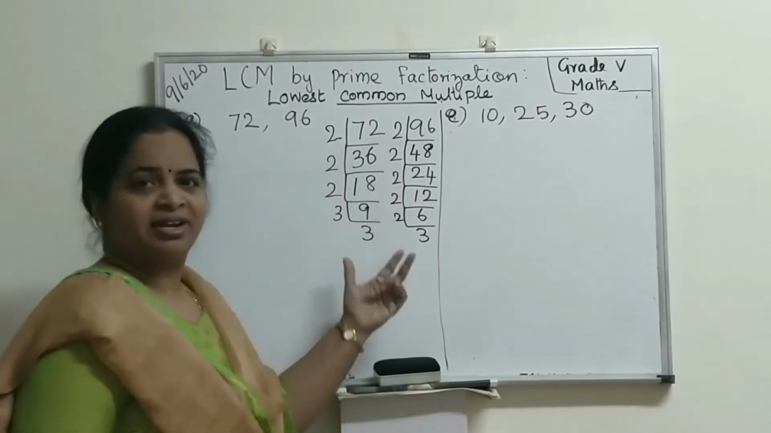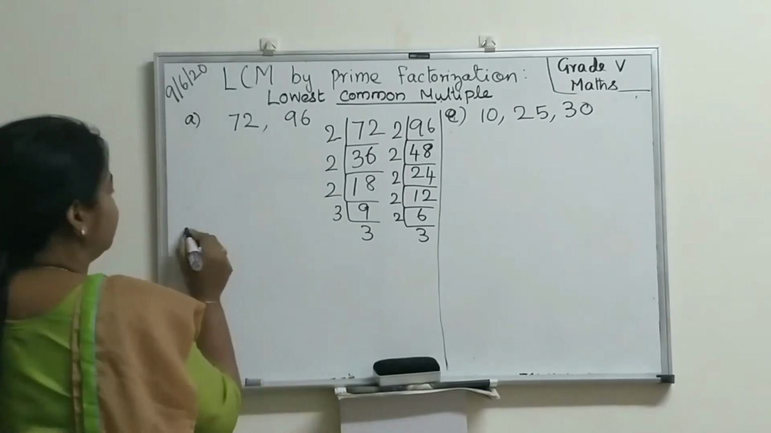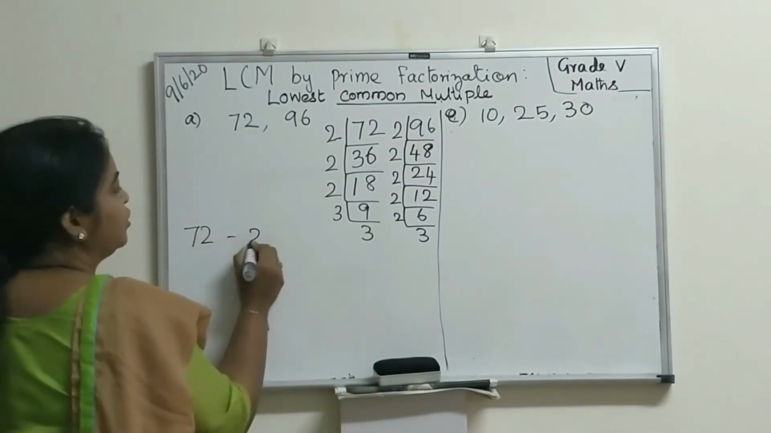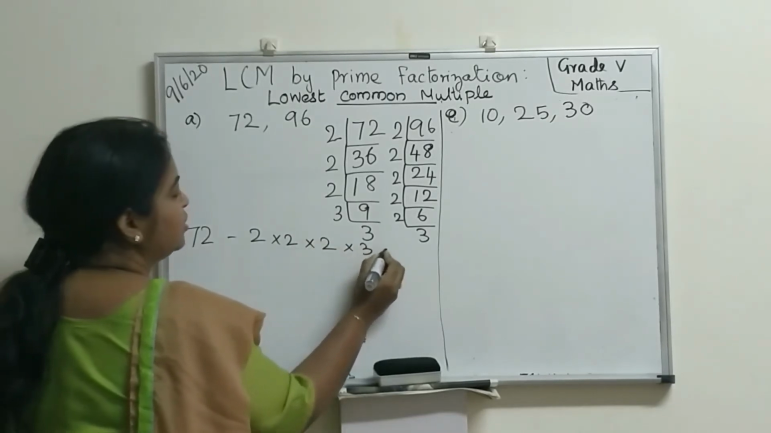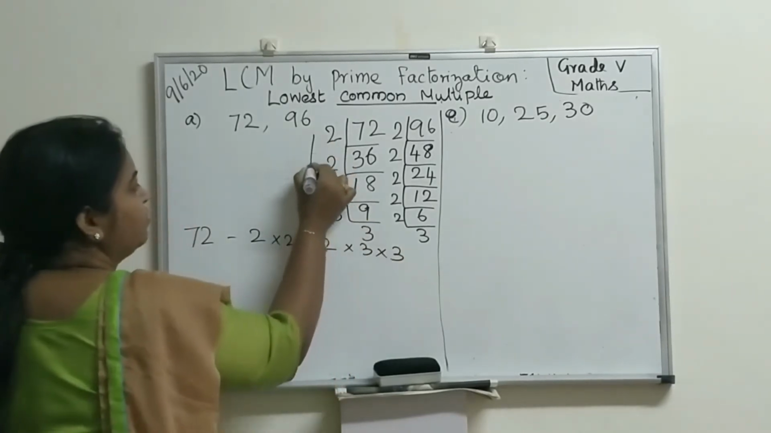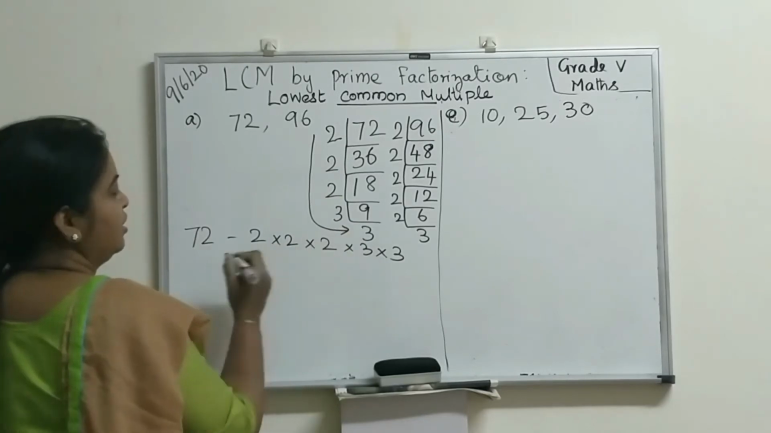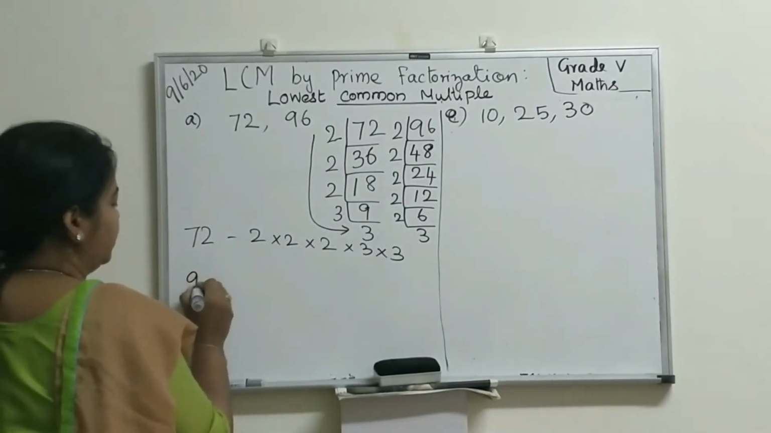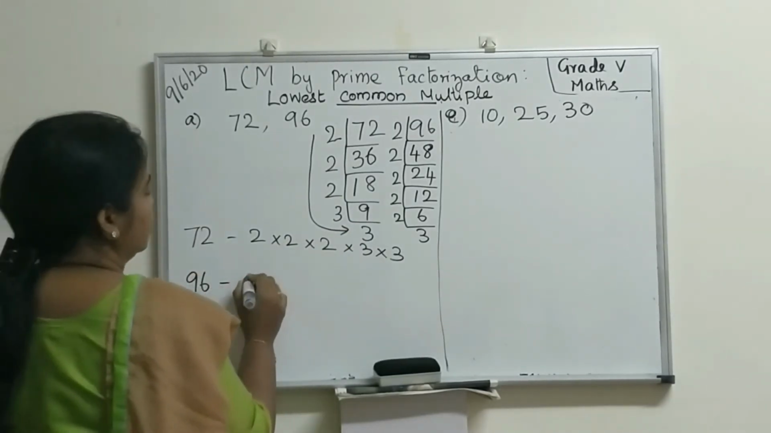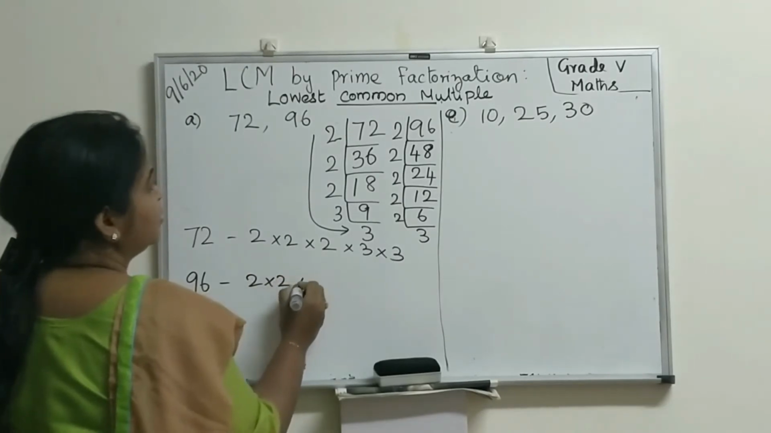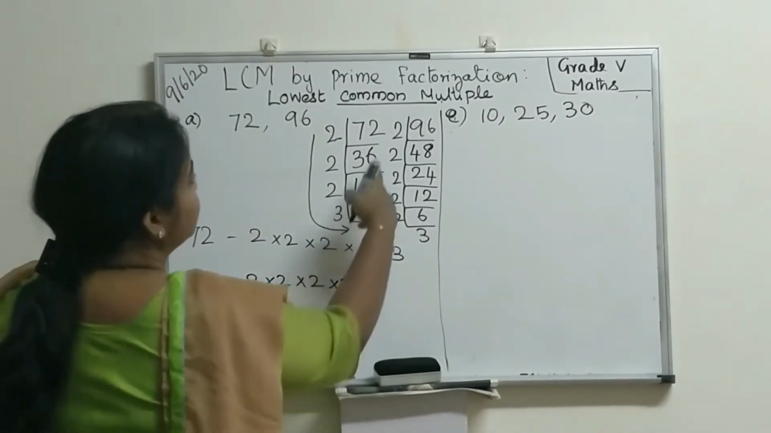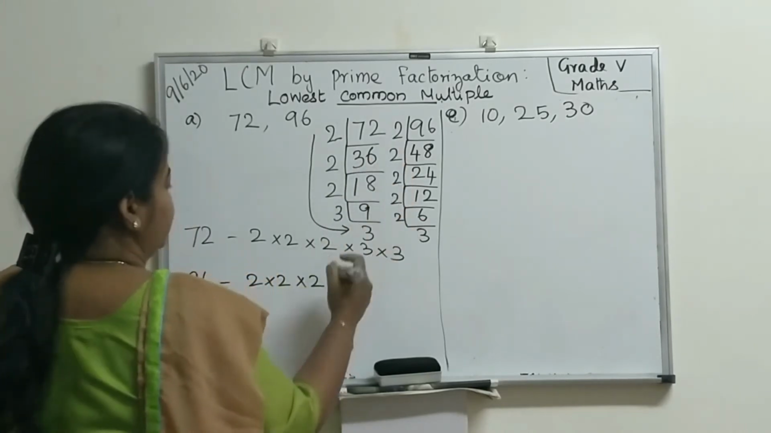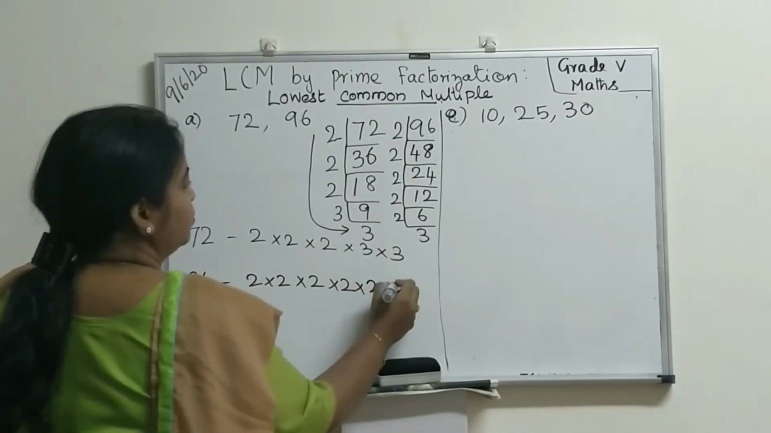You have to find the factors first. Okay, what are the factors? We will write it here. 2 into 2 into 2 into 3 into 3. You have to write everything, right? Next one, 96. 2 into 2 into 2 into 2 into... How many 2s are here? 1, 2, 3, 4, 5. Into 3.